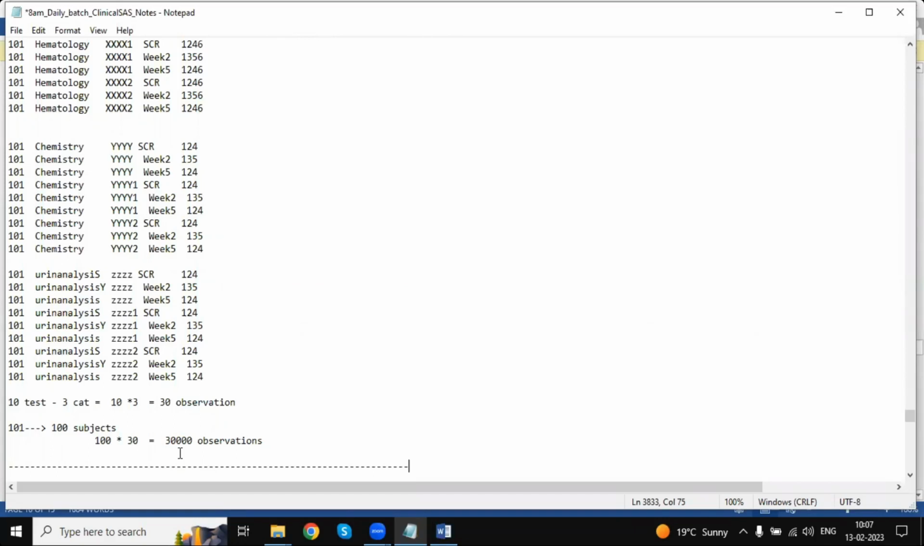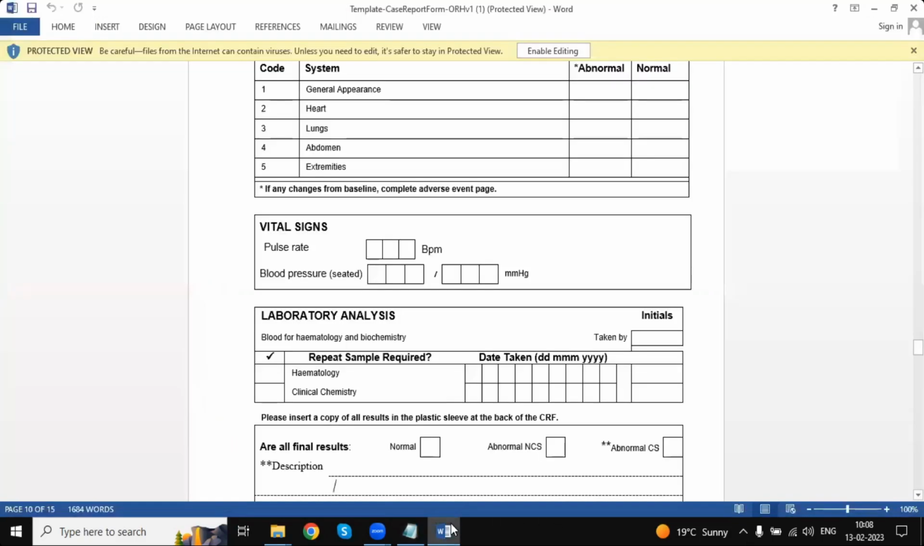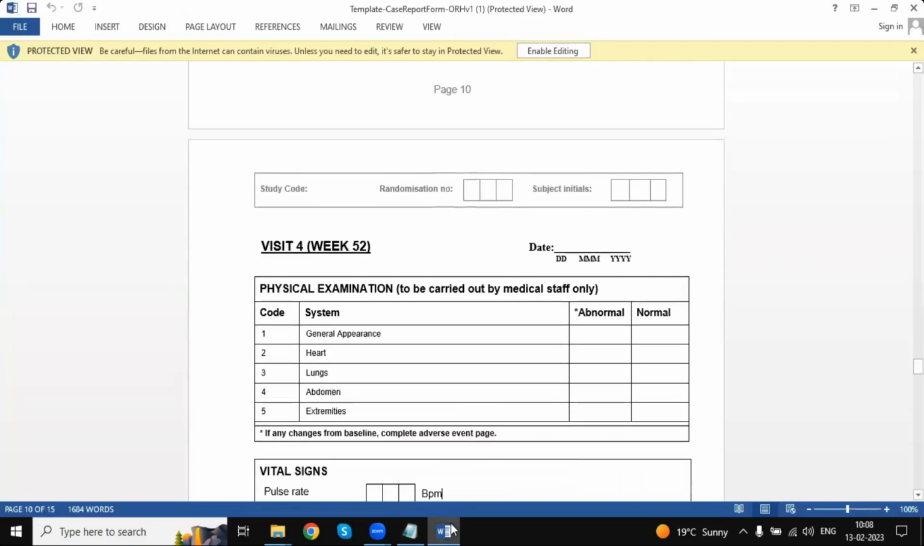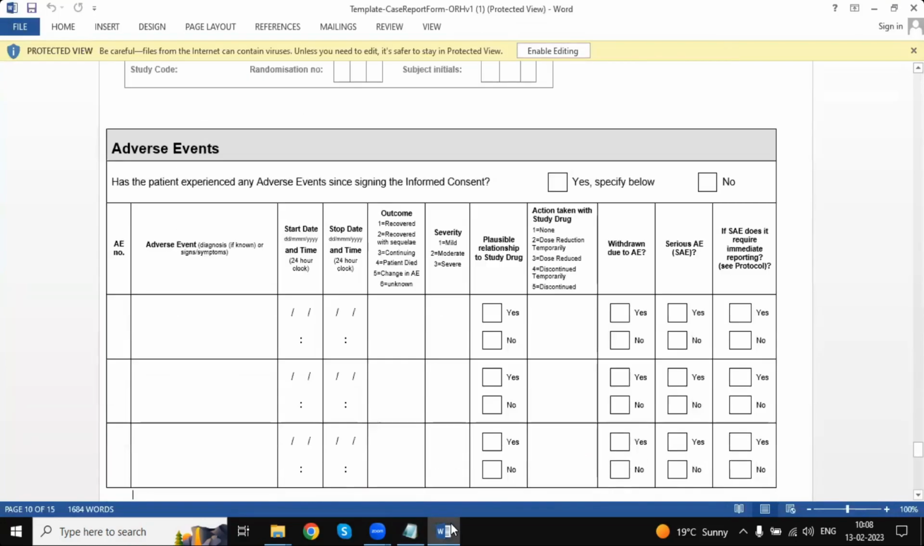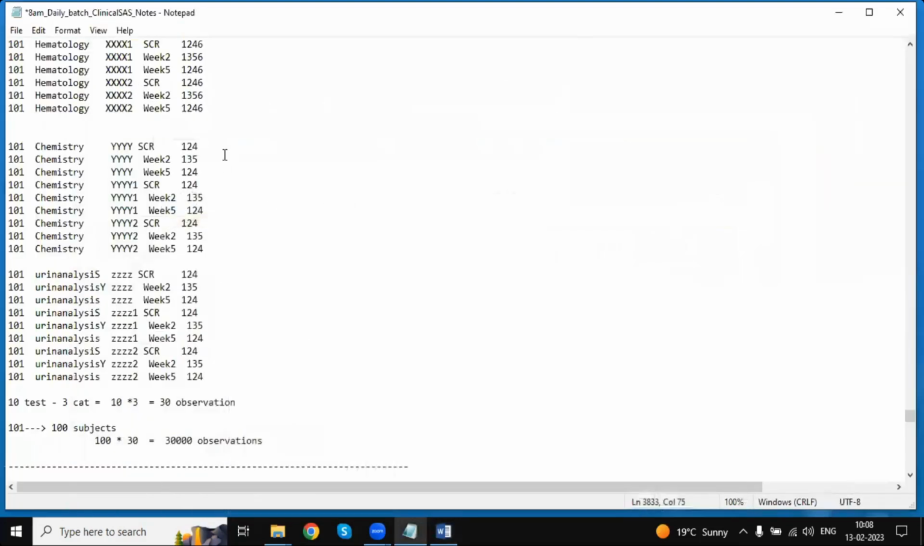Because in every visit you will do the test, and every time you will get a result. Obviously, you will get a larger number of observations. Here I took only 3 visits: screening, week 2, week 5. If there are multiple visits, for example visit 4, visit 5, then as visits increase, your observation counts also will increase.